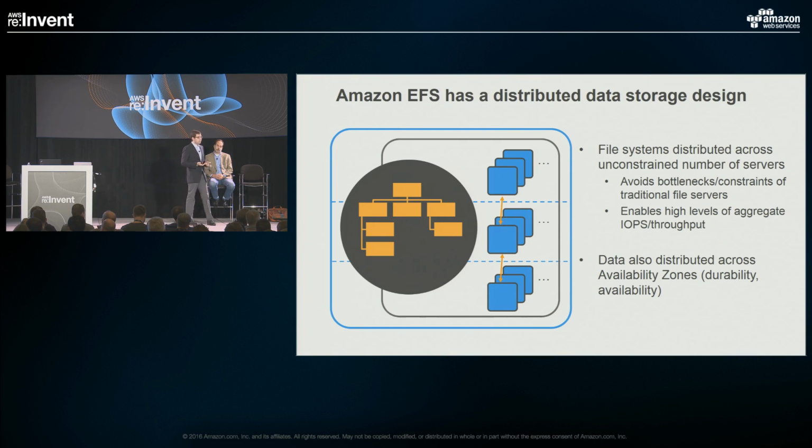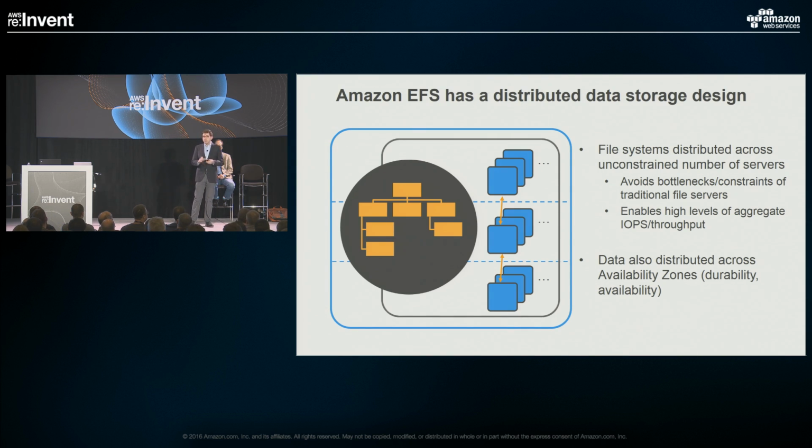In order to understand EFS's performance model, it's helpful for me to provide a bit of context on EFS's architecture. EFS has a distributed data storage design. What that means is that file systems are distributed across an unconstrained number of servers. And why that's good is because it avoids the bottlenecks and the constraints of traditional file servers. It allows high levels of aggregate operations per second and aggregate throughput, and also allows that scaling to petabyte scale that I talked about.